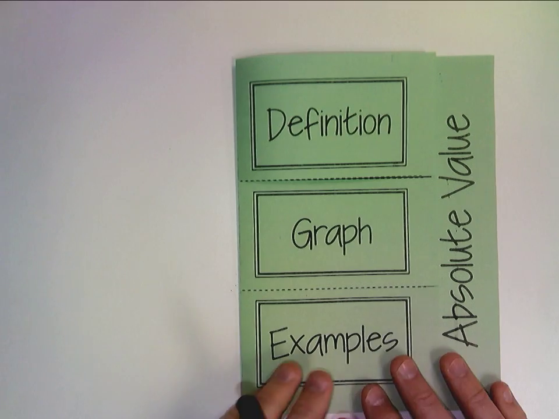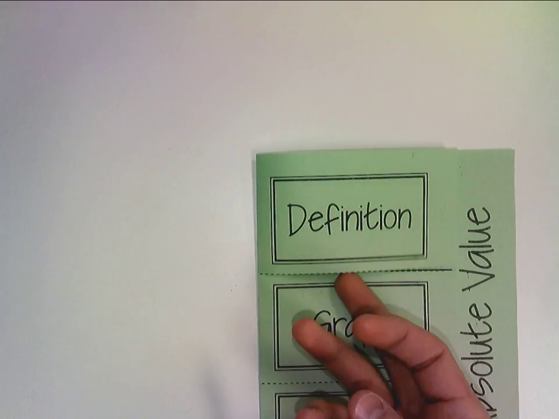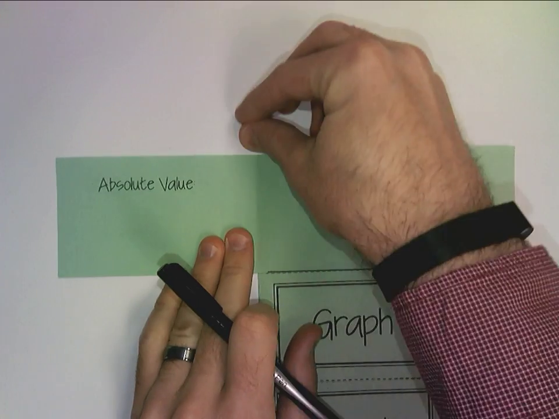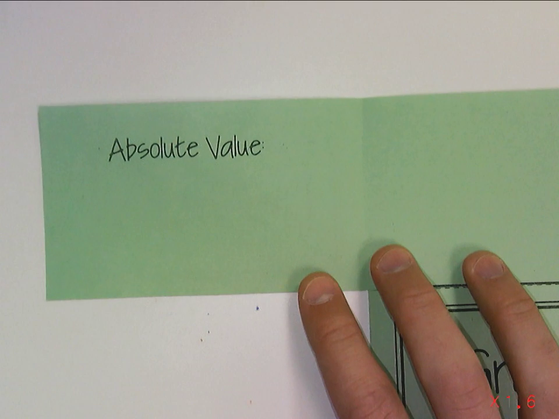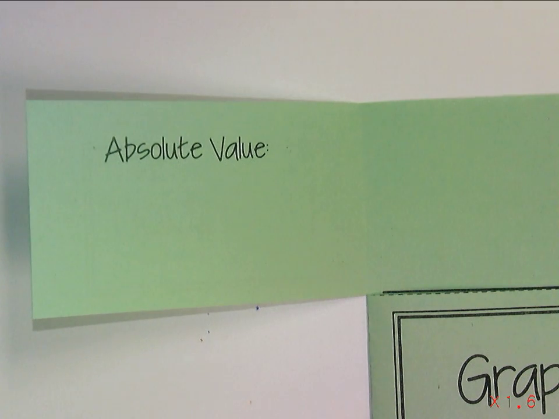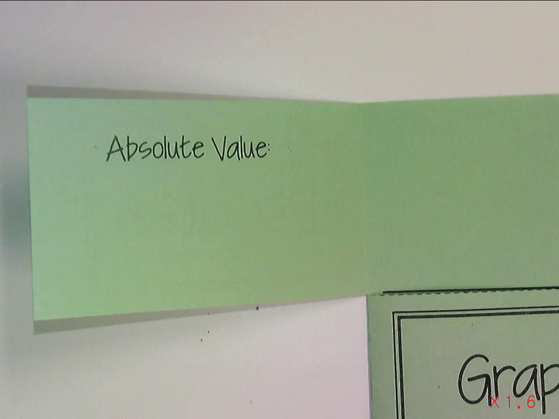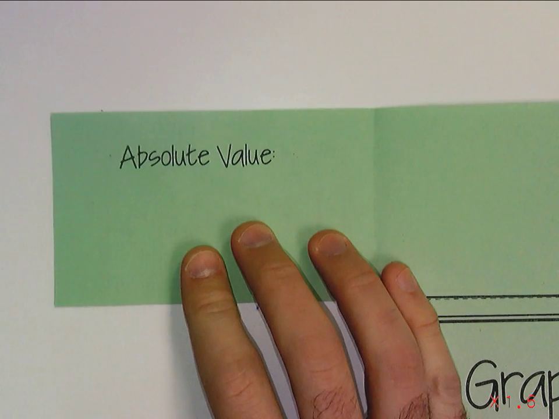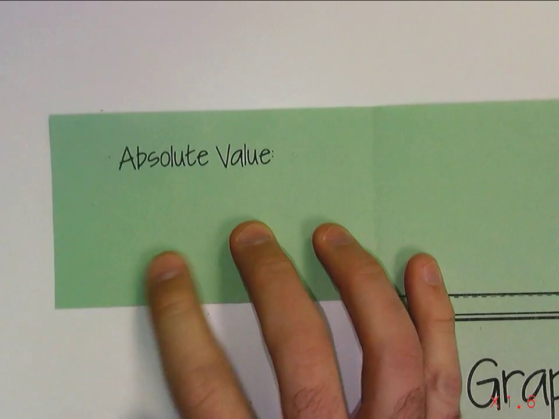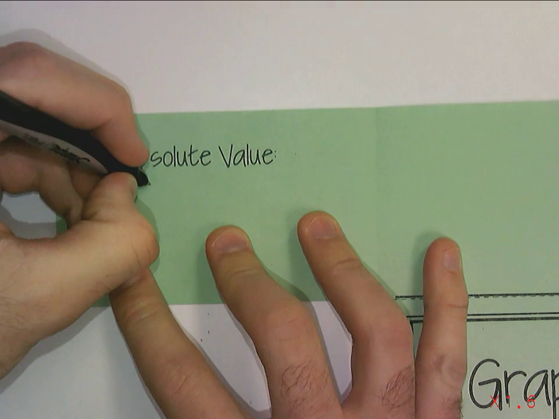And let's jump in right away. Let's look at the definition first. So absolute value, what is it? Well, to put it simply, it's just a number's distance from zero on the number line. So how far away something is from zero. Not something, but a number. So let's write that down here.